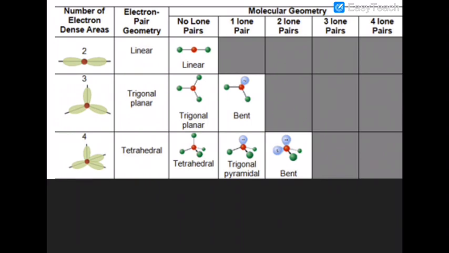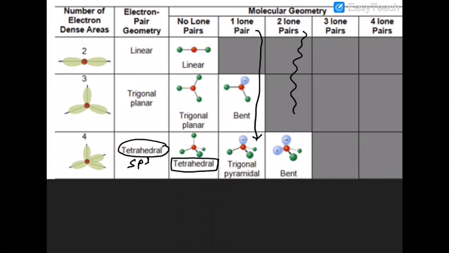Similarly, what can happen in case of sp3, that is tetrahedral? If all are bond pairs, it is perfect tetrahedral. If one lone pair is present, it becomes trigonal pyramidal. If two lone pairs are present, it becomes bent shape. That is in case of sp3.